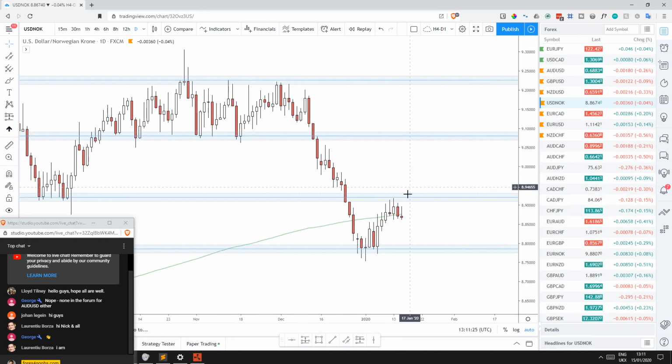USD NOK, just waiting for price to push into resistance for a potential short. It's not there yet, so again, this one's a while from happening.